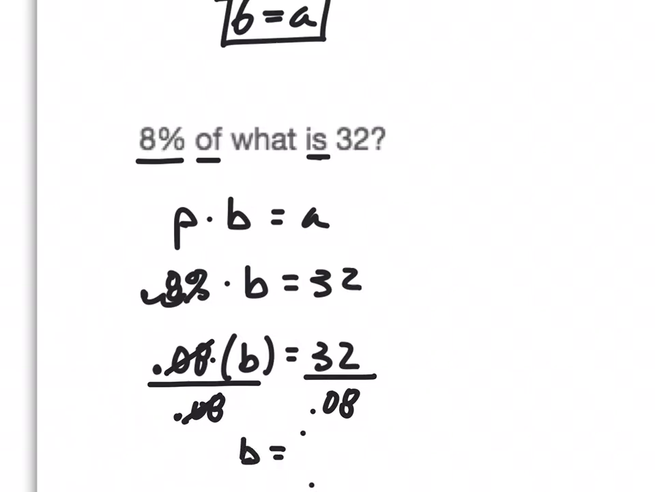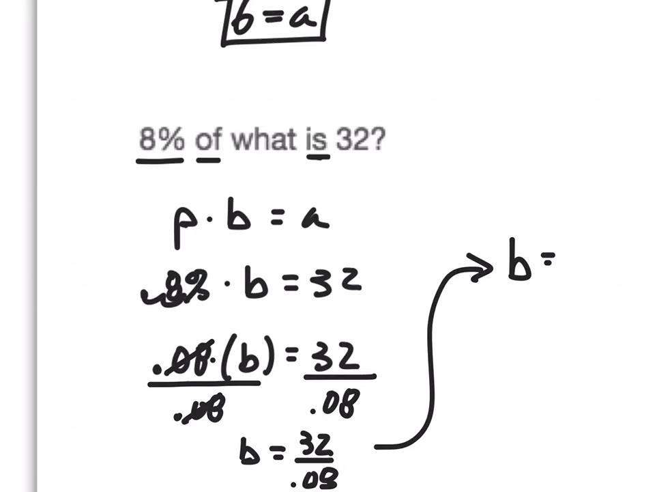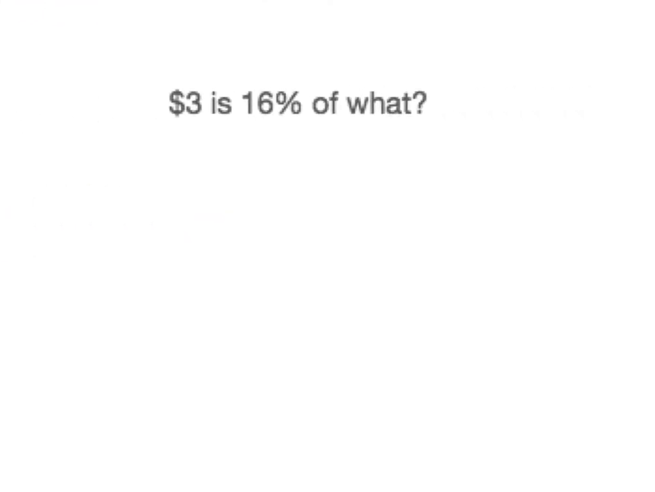So then you're just left with B is equal to 32 divided by 0.08. If I do that in the calculator, that's going to give me a value of B is equal to 400. So what we can say is that 8% of 400 is going to give me 32. In the previous two examples, we were solving for A, and this one we're solving for B.